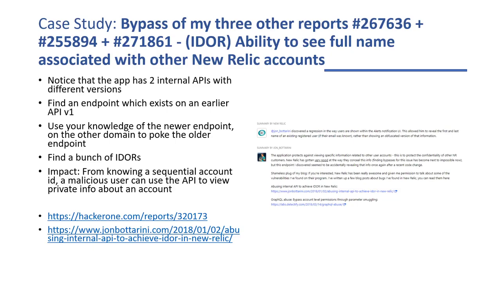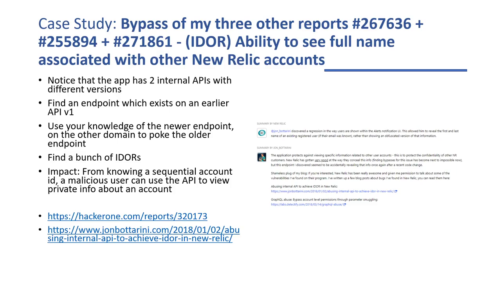So this is a super interesting report. Bypass on my three other reports, and then three report numbers, ability to see full name associated with New Relic accounts. So this is kind of a mixture between an IDOR and information disclosure. But this person has not just done his report once. He's actually found three different ways to achieve the same impact. And this is also a really good idea of how to get more impact from a single bug, which is, if it was fixed, how do I bypass it?